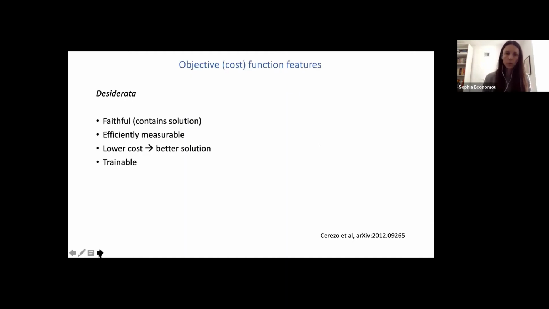So what would you want out of your objective function? You want it to be faithful. These are the criteria that were put in this review, which I like the way they are outlined, so I copied that part. You want it to be faithful in the sense that you want the solution to be contained in that representation. You want to be able to measure it efficiently. This third point here may not always be satisfied. You can imagine counterexamples, but in general, you want your cost function to change monotonically as you approach the solution. And then you want your circuits to be trainable. There are a lot of trainability issues in this field, and I'll try to touch upon them in a few minutes.